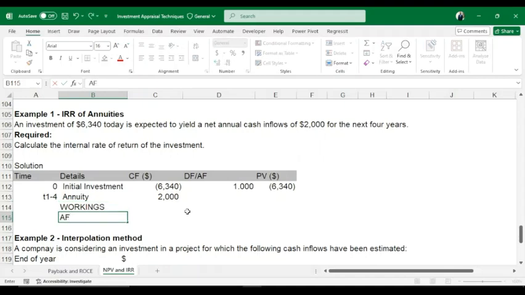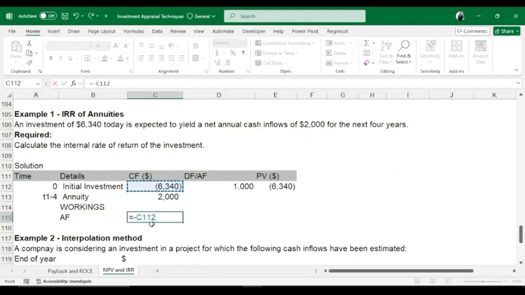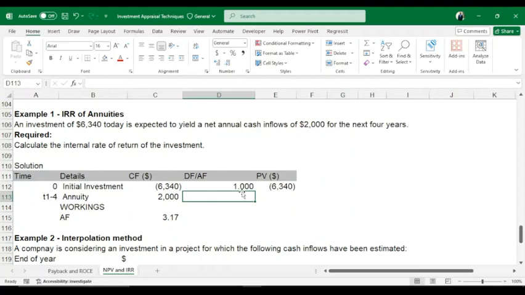Now, annuity factor AF, as we have studied in the slide, is going to be equal to our initial investment of 6340, or I can just do equals, flip the sign because this has been made negative, so I'll put negative before the sign and divide it by my annuity. Okay, and that is giving me 3.17. So quickly, that is my annuity factor. So I can come here and write or link that particular solution here, 3.17.